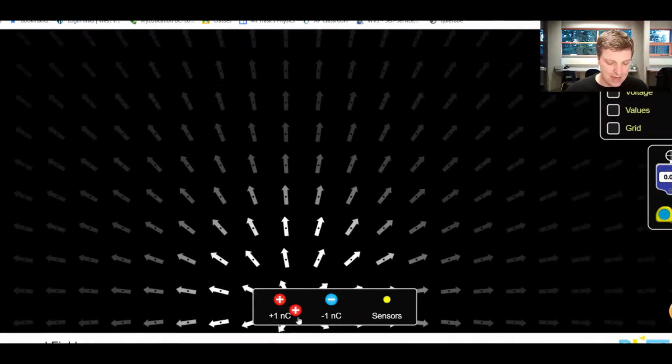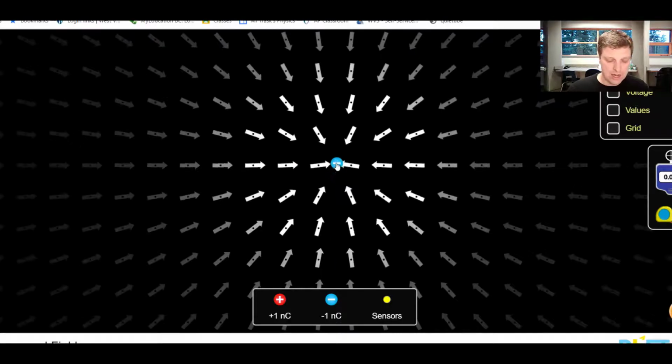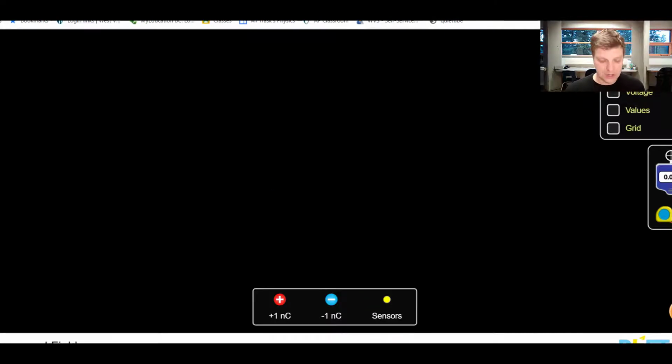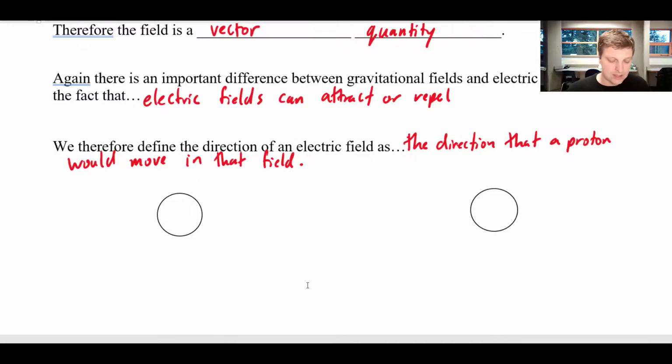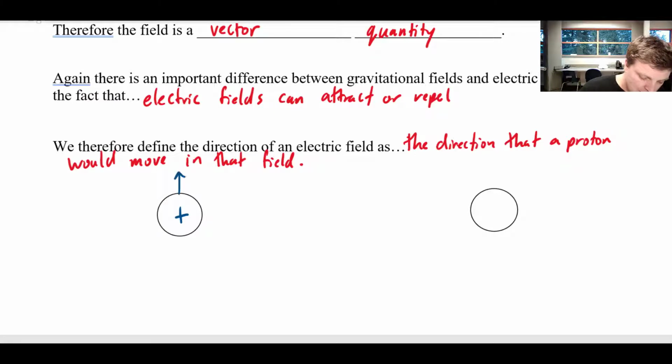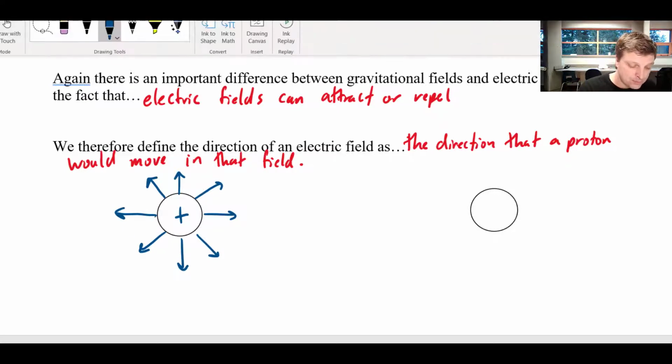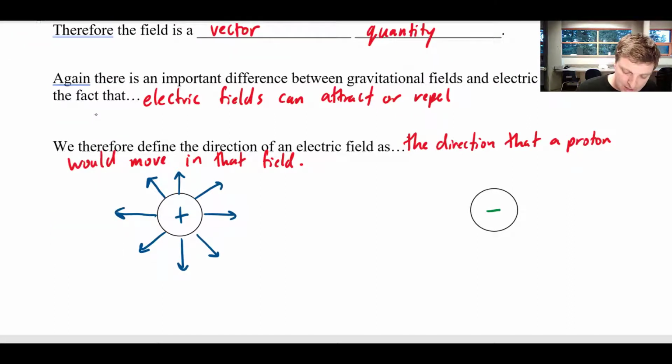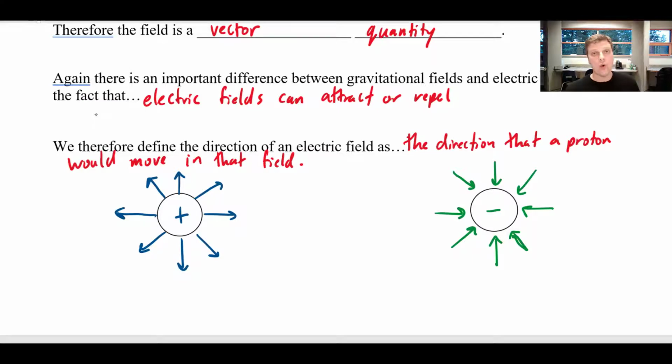If I had a negative charge, you could imagine it would work in the exact opposite direction. A proton close to a negative charge is going to be attracted to it. And so electric field lines are going to go towards a negative charge. So if we were to sketch that out, imagine that I had a positive charge here. The electric field lines would be emanating out of the positive charge, so they move out in all directions. Whereas if I compare that to a negative charge, the field lines are going to be pointing towards that negative charge, because that's the direction that a proton would want to go if you put it in that field.